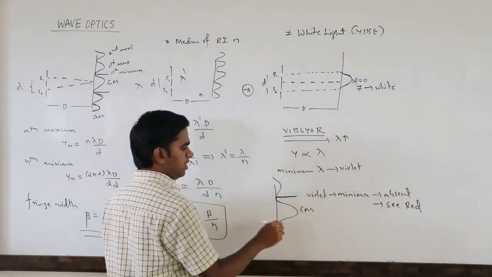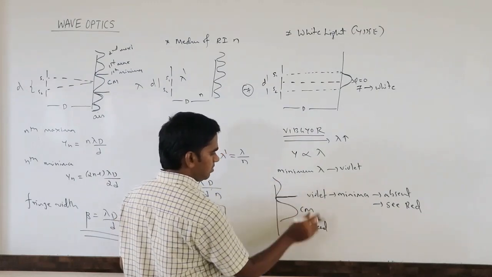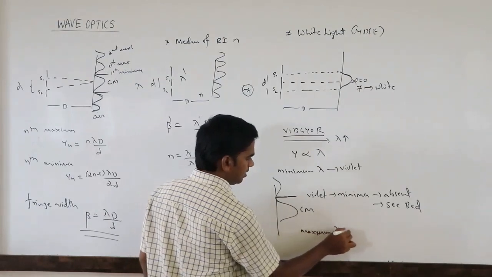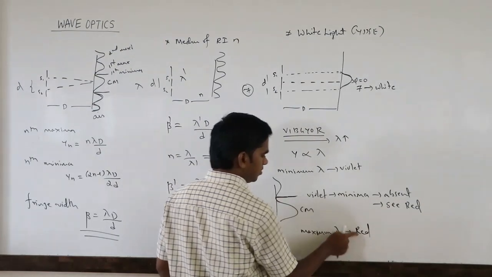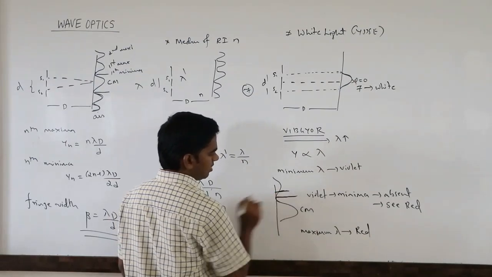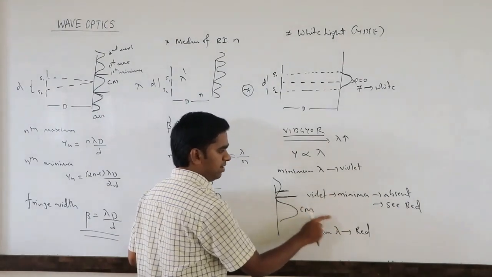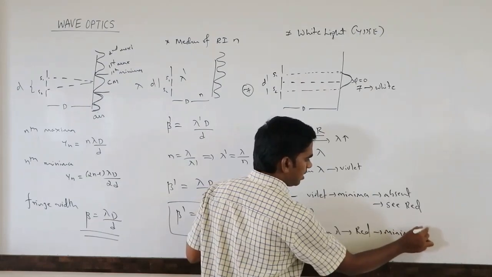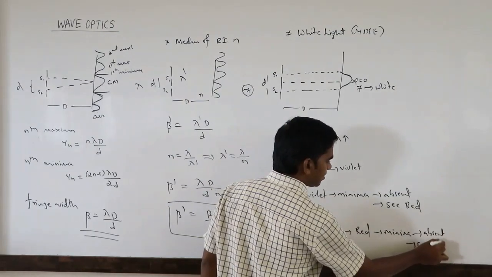Similarly, if you take the red light, the maximum wavelength is red light. So maximum lambda is the red. If wavelength is maximum, red color will come here. After this, at the end, the red color will come. So after minima of violet, you will get minima of red. This is going to be minima of red. That means red is absent. Red is absent means you can see violet.